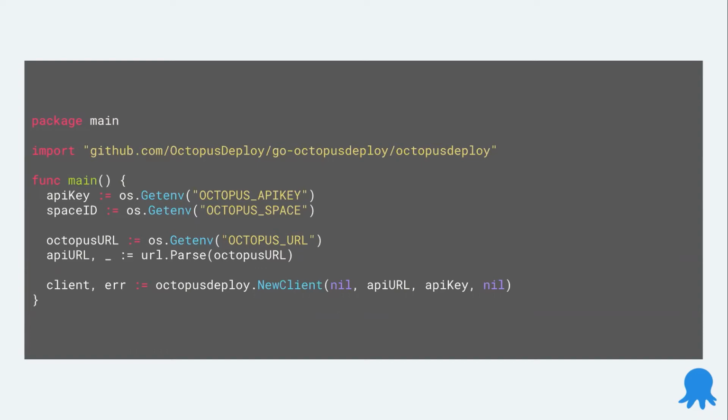The second parameter is your API URL. This is the endpoint where you will access your Octopus Cloud or server instance. The third parameter, API key, is an API key that you will create inside of your instance, and that's very easy to do. You can just simply do it through the UI. However, if you wish, you can also do it programmatically.